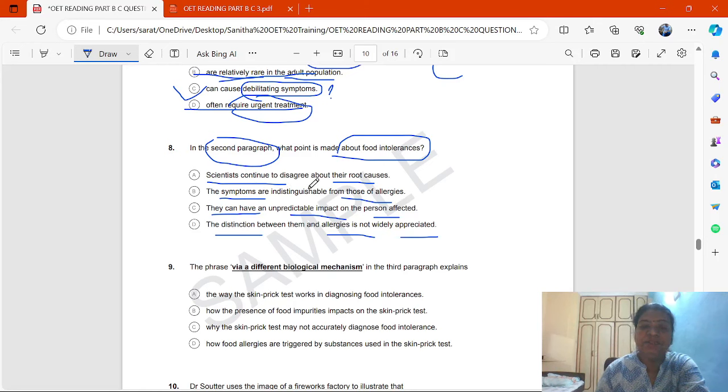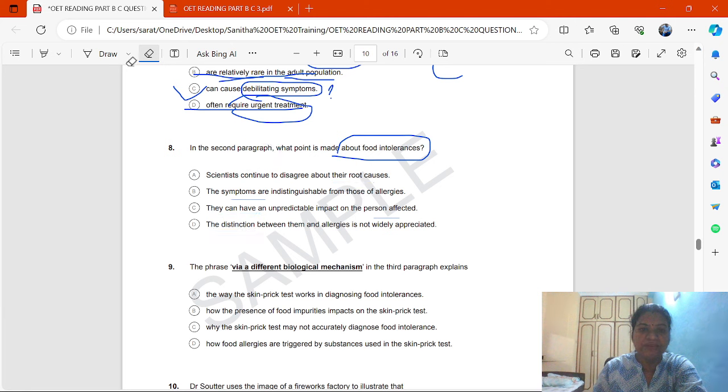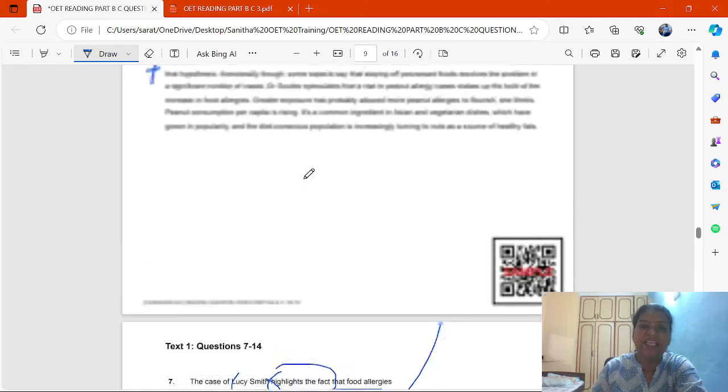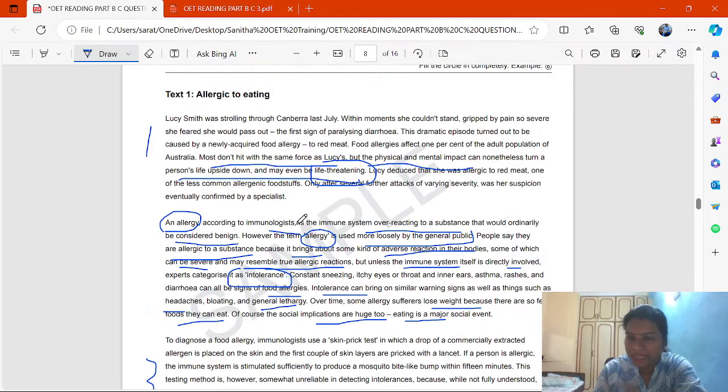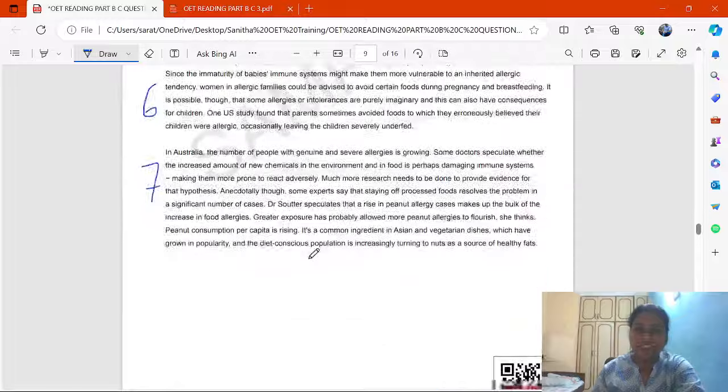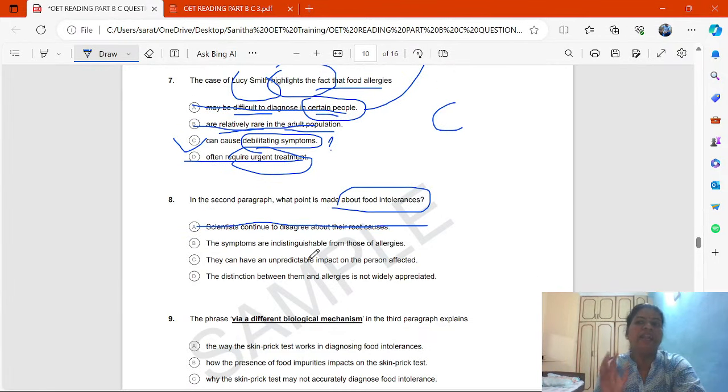Scientists continue to disagree about their root cause. Is it mentioned anywhere? It is not mentioned anywhere in this passage. If you have doubt, you can read. Why are we reading the passage? When we read the passage, we will get some idea. Then we come to the options and can eliminate some of the unnecessary options. That's the reason you have to read the passage, then come to the options. You are getting my point.